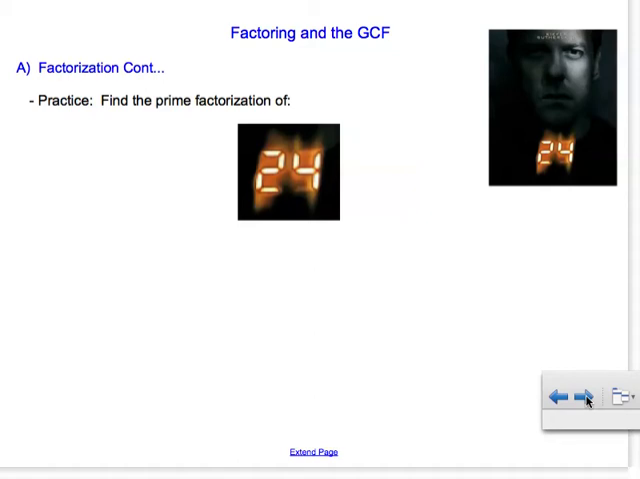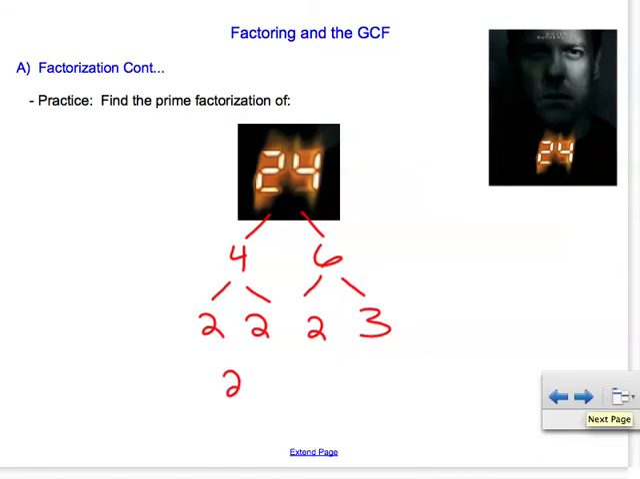All right, I think that you're back. I don't know how you guys started splitting this up, but I'm just going to do 4 and 6. And this becomes 2 and 2, and this one becomes 2 and 3. So my prime factorization is, 24 splits into 2 times 2 times 2 times 3.